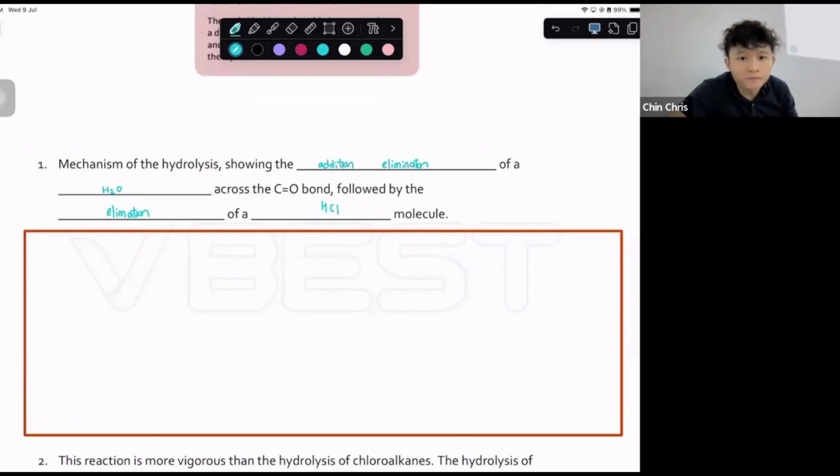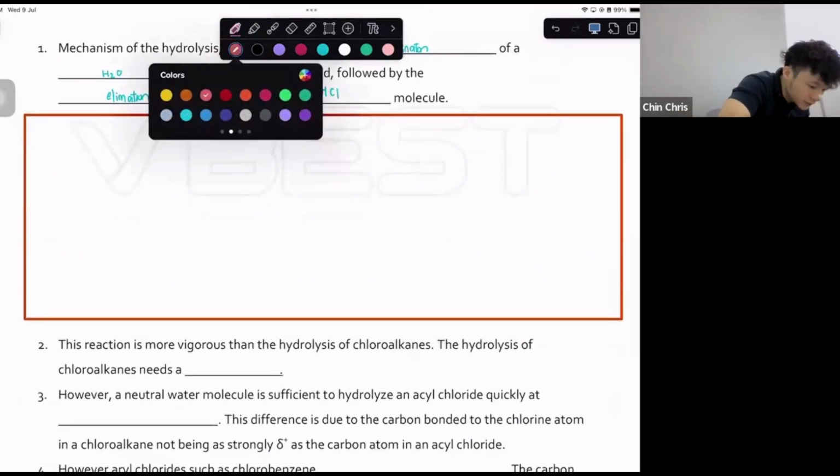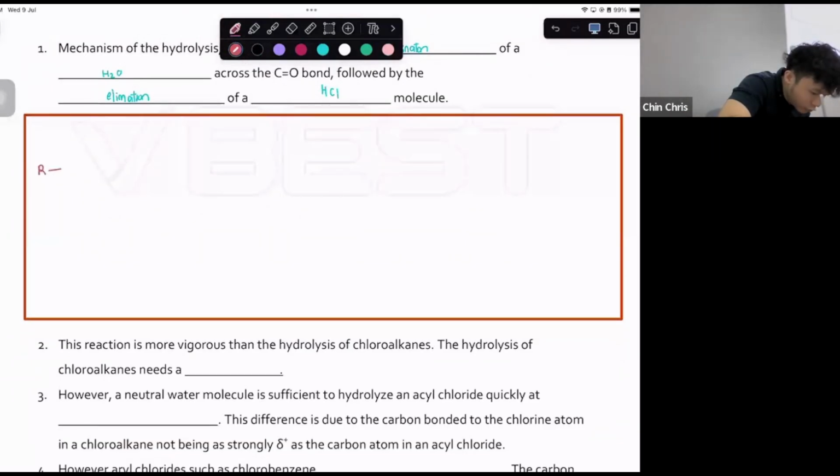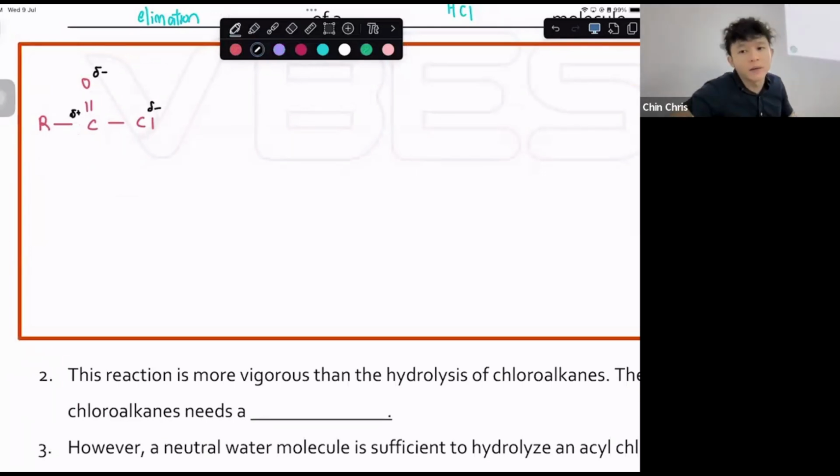Alright guys, next. Now we have a mechanism that I want us to draw together. I want you to draw your acyl chloride, C double bond O Cl. In your acyl chloride, your carbon is delta positive, oxygen is delta negative, and chlorine is also delta negative.